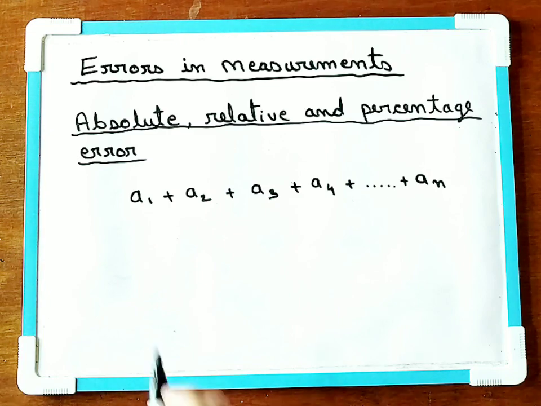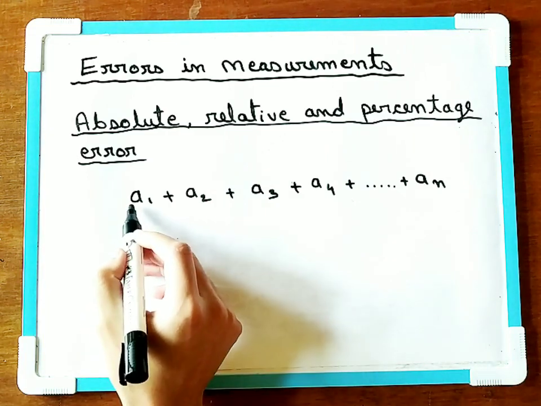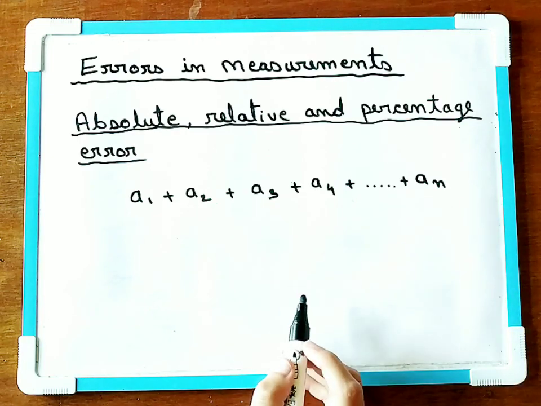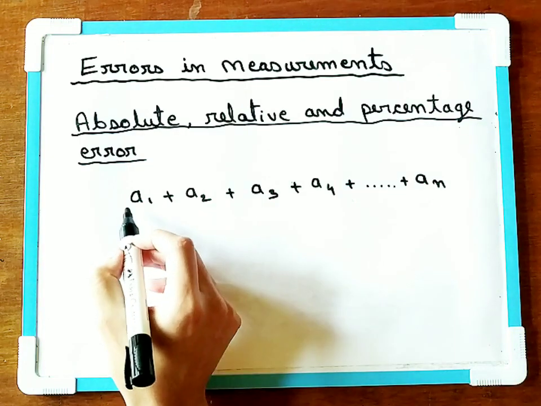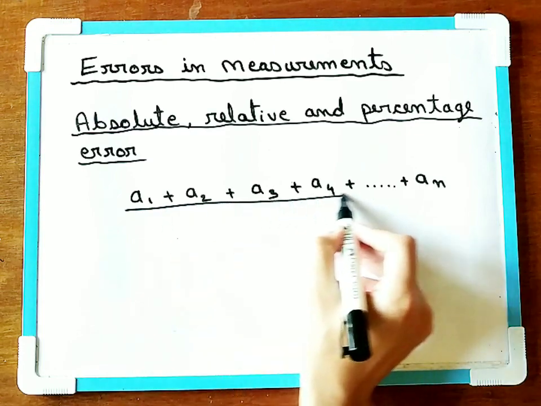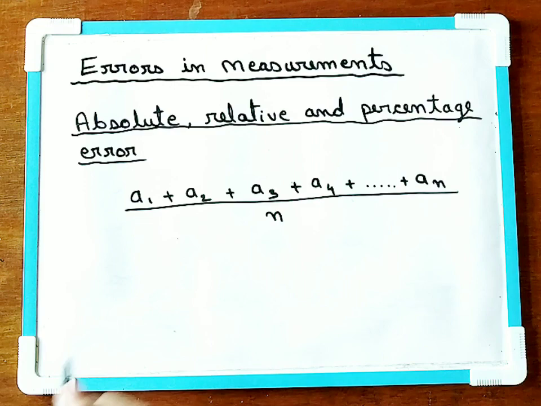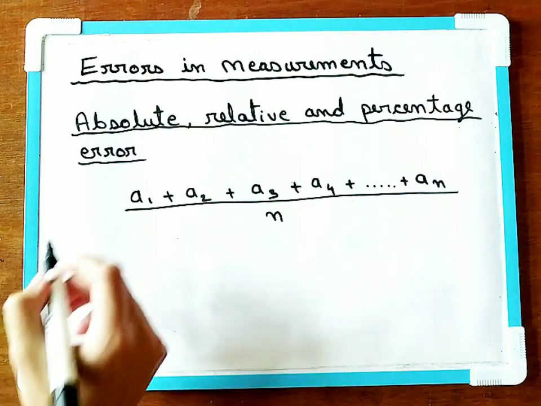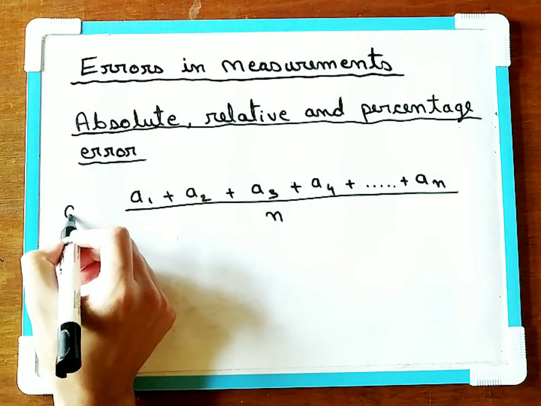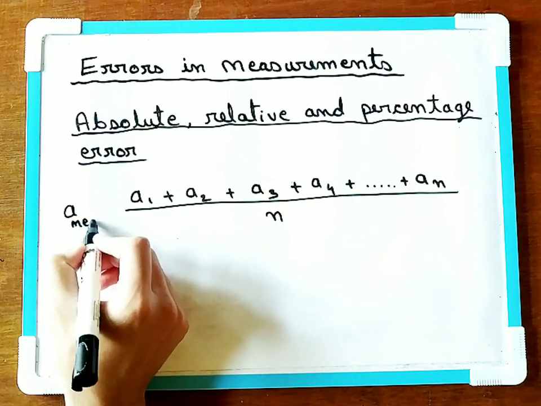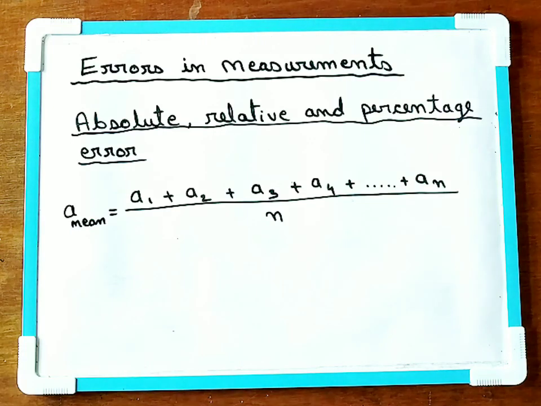Now after you've taken all these measurements, A1, A2, A3, A4, A5, A6 till An, to know the exact value, you have to divide the sum by the number of measurements, which is n. So this is known as the mean value, or the true value, or the exact value, A mean.